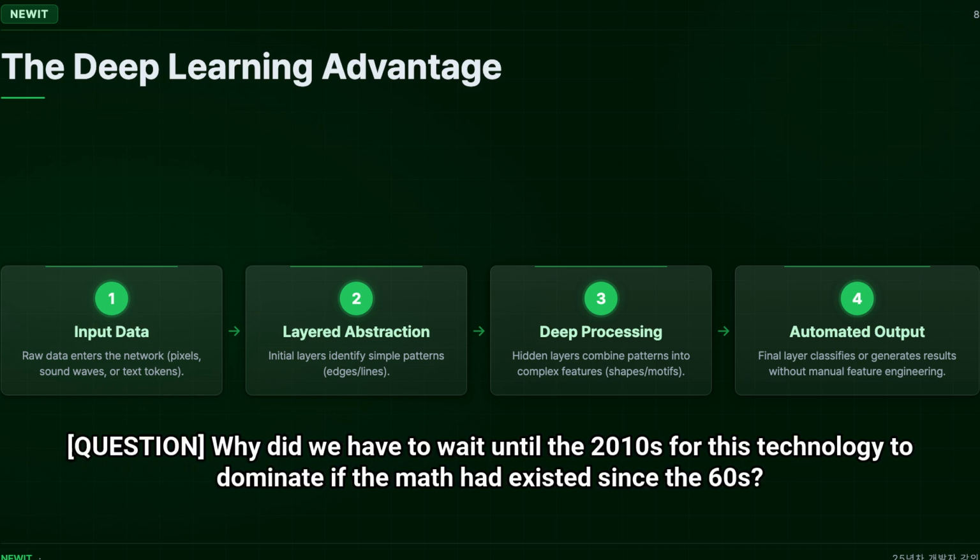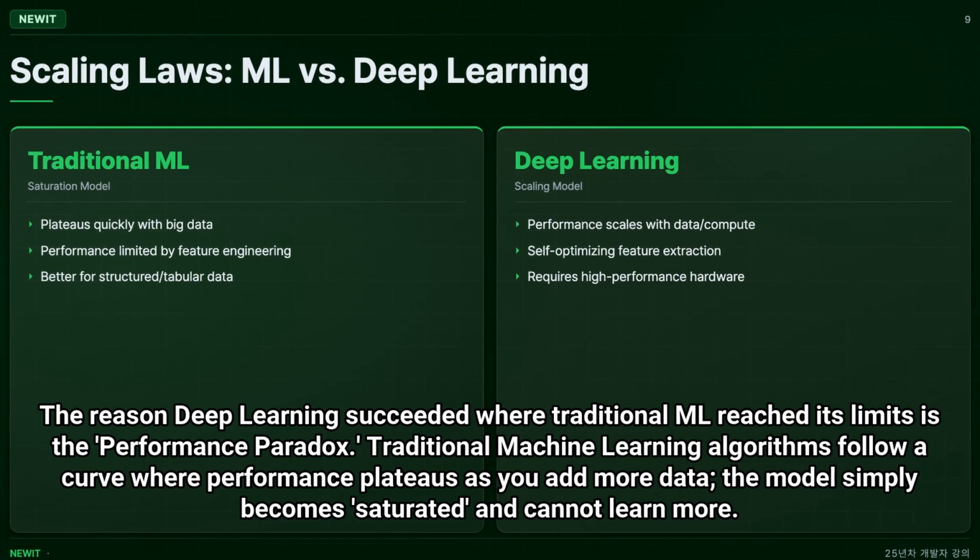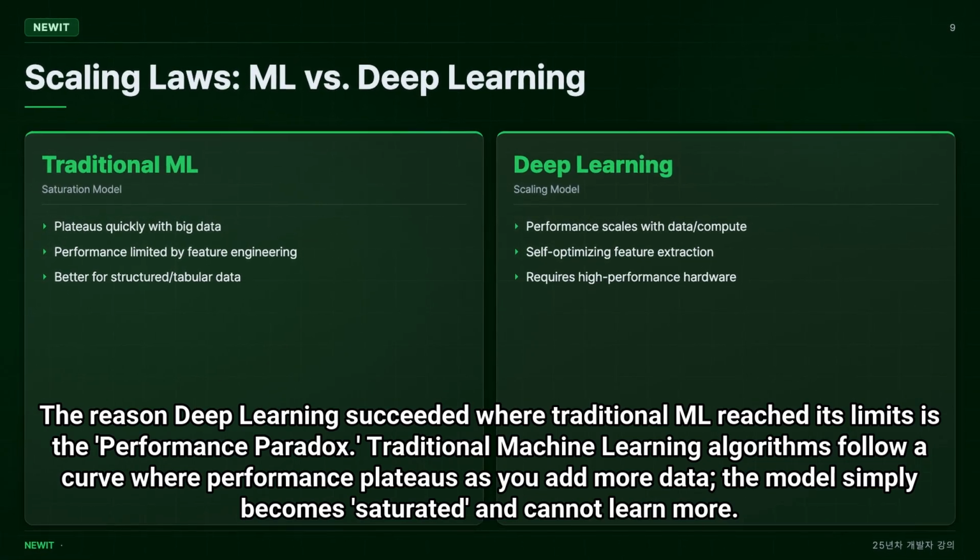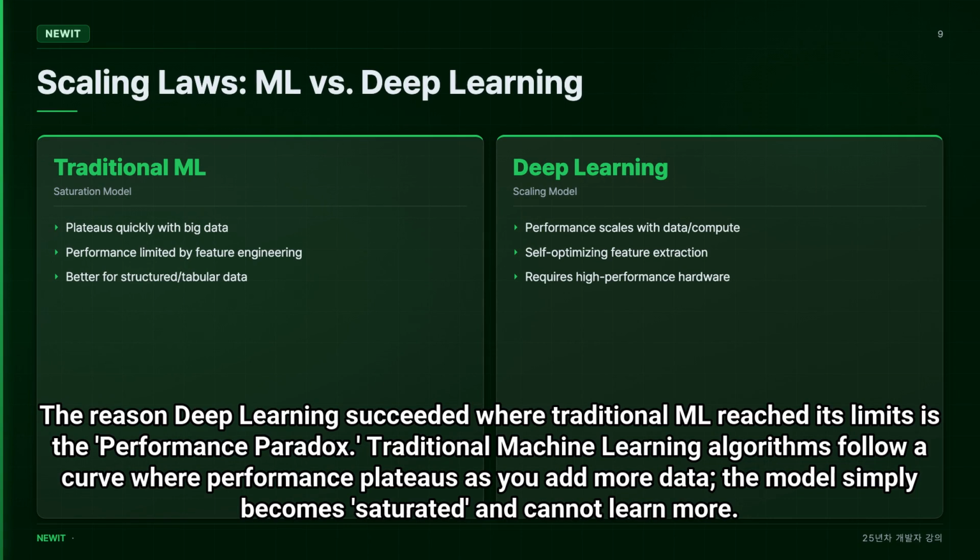Question: why did we have to wait until the 2010s for this technology to dominate if the math had existed since the 60s? The reason deep learning succeeded where traditional ML reached its limits is the performance paradox. Traditional machine learning algorithms follow a curve where performance plateaus as you add more data. The model simply becomes saturated and cannot learn more.